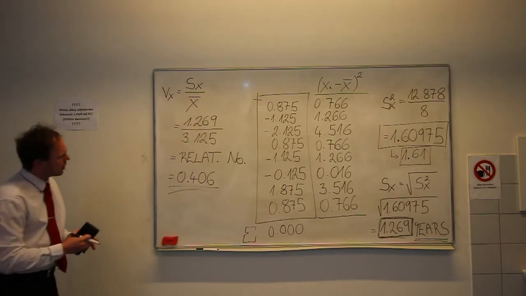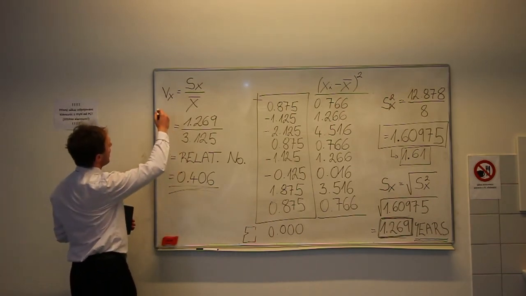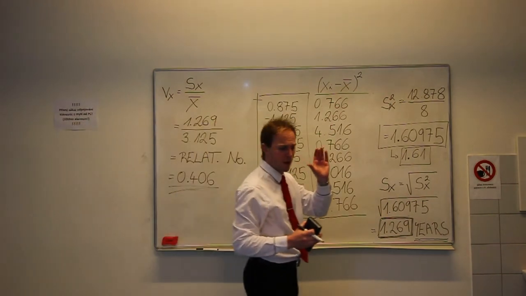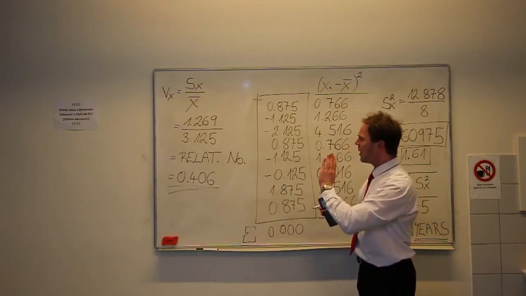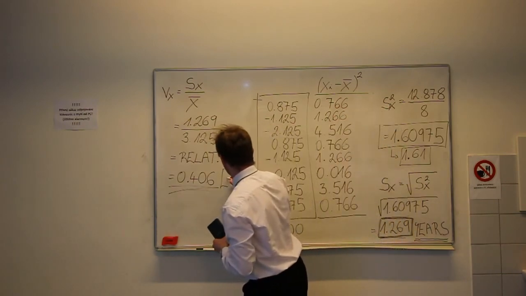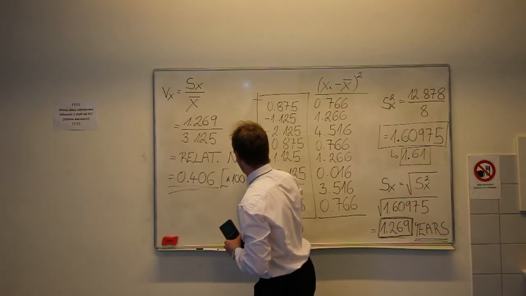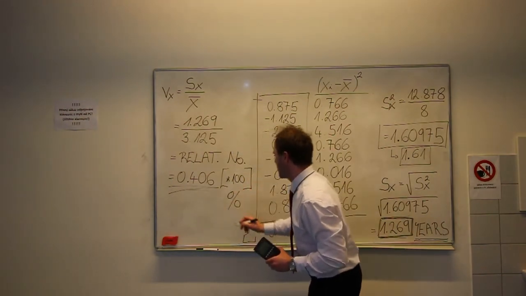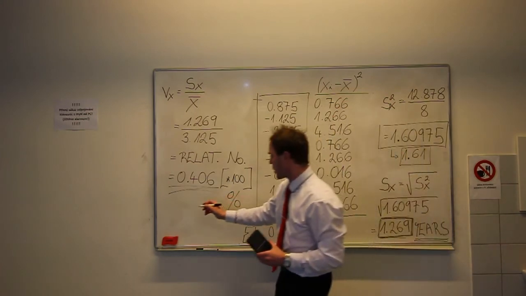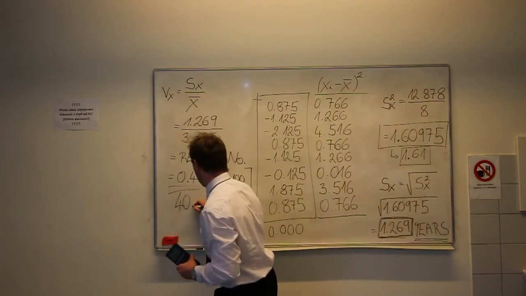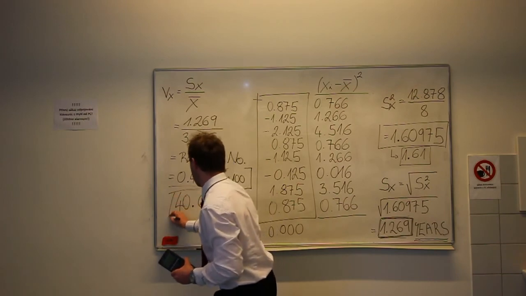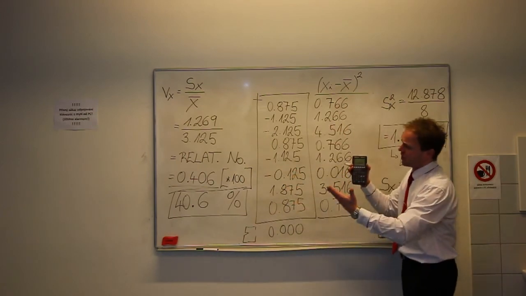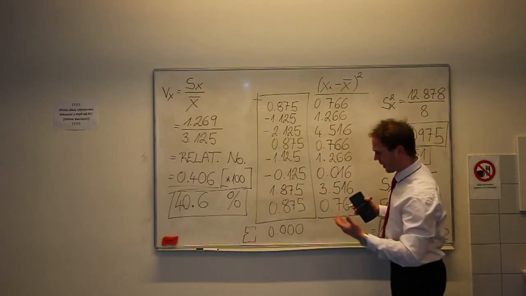In some literature, you can find that this variation coefficient, which is a relative measure of variability, can be multiplied by 100, and the interpretation can be done in percent. So 40.6%. It's also possible to interpret it in percentage.